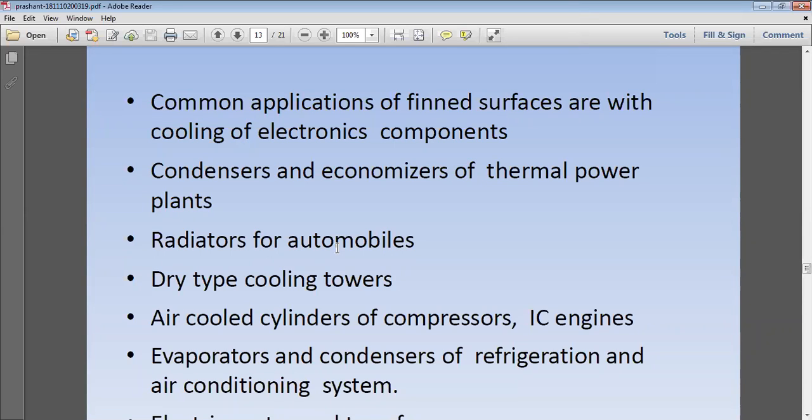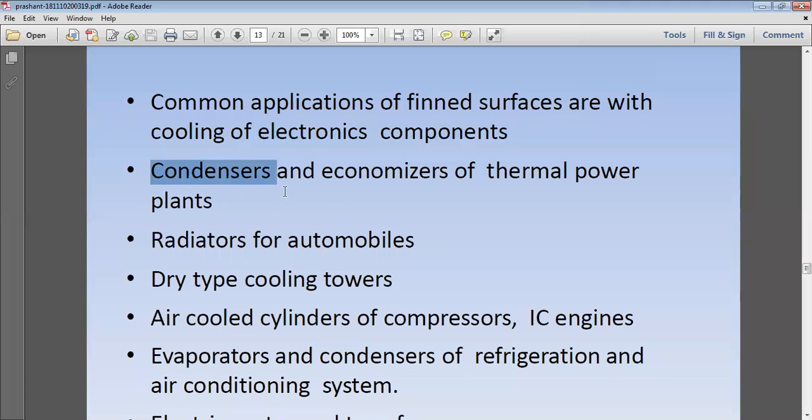In such cases, if the same heat is stored in the device, the other components of the device may get damaged. So we provide fins to cool the object. The heat liberated by the electronic component can be immediately sent to the surroundings by providing the fins. So that is another application, electronic components, where we use this type of fins.